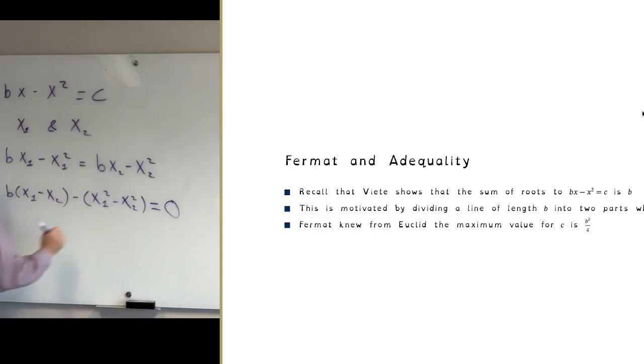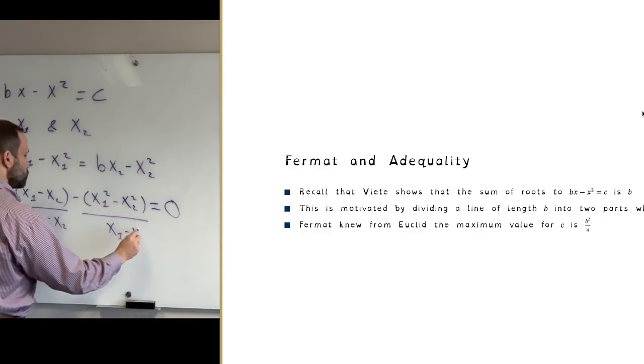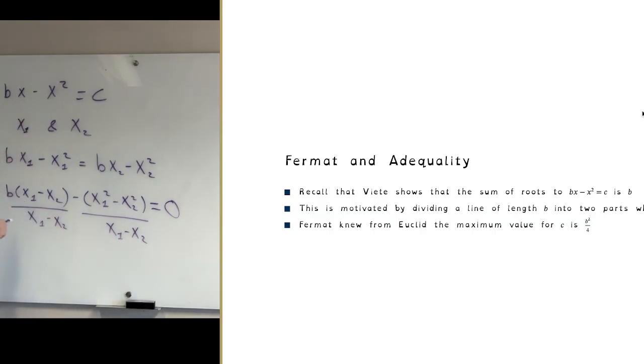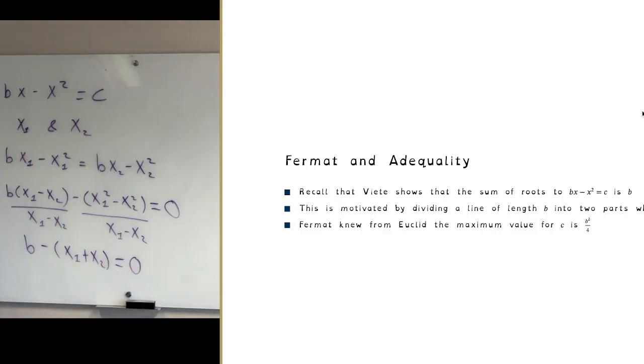Now, both of these have a factor of x1 minus x2. So if you divide here by x1 minus x2, and divide here by x1 minus x2, what we're going to be left with is b, and then when we do the division here, this is just going to be x1 plus x2, and that's going to be equal to 0.